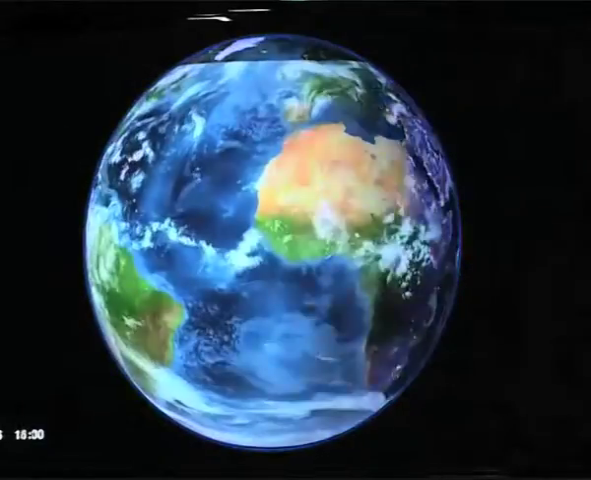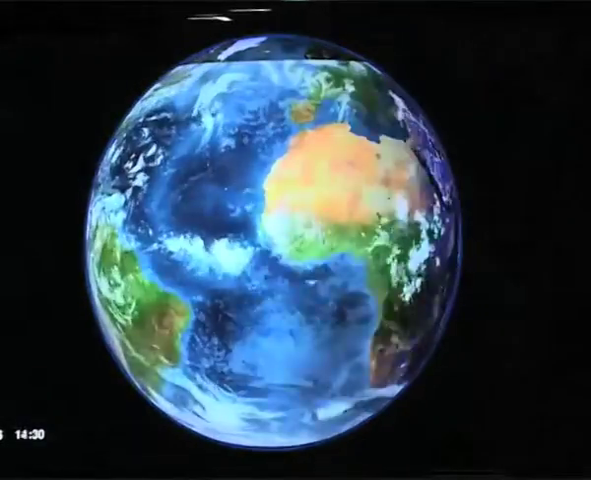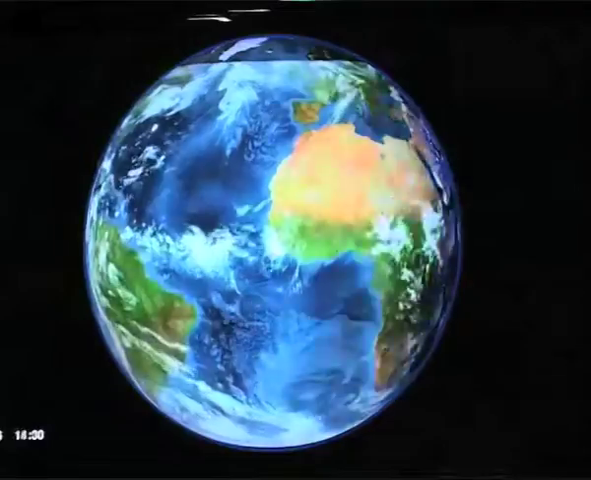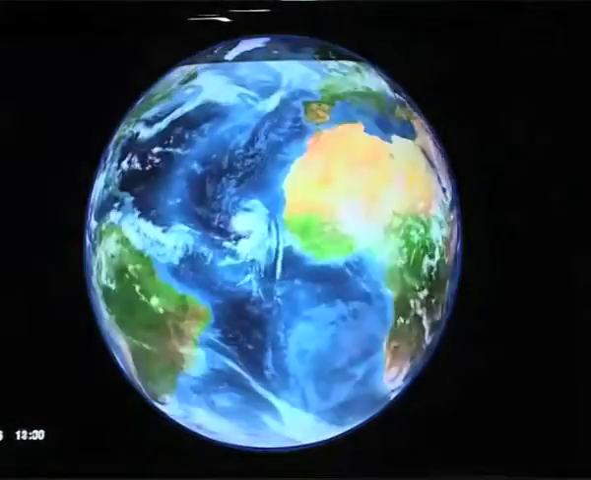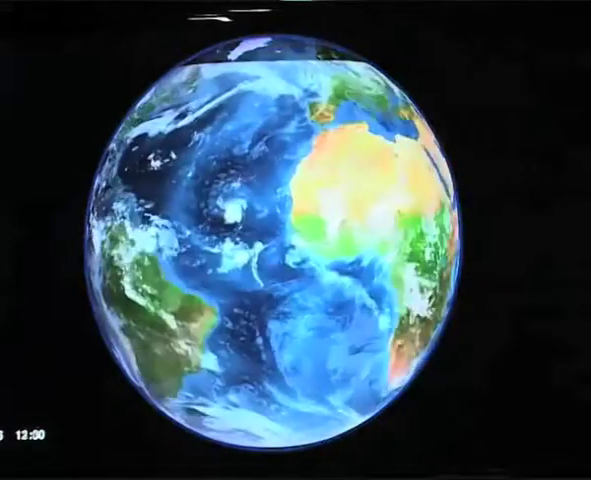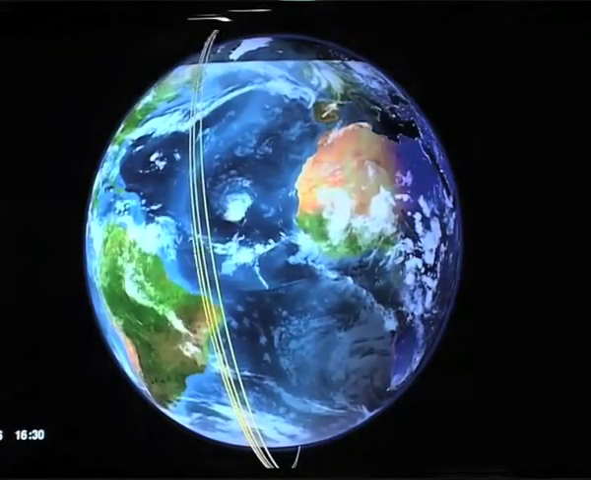So we can zoom all the way down and see streets and cars and stuff. It's just a lot of data. That's a lot of data. But the touch table is designed to be a collaborative tool.